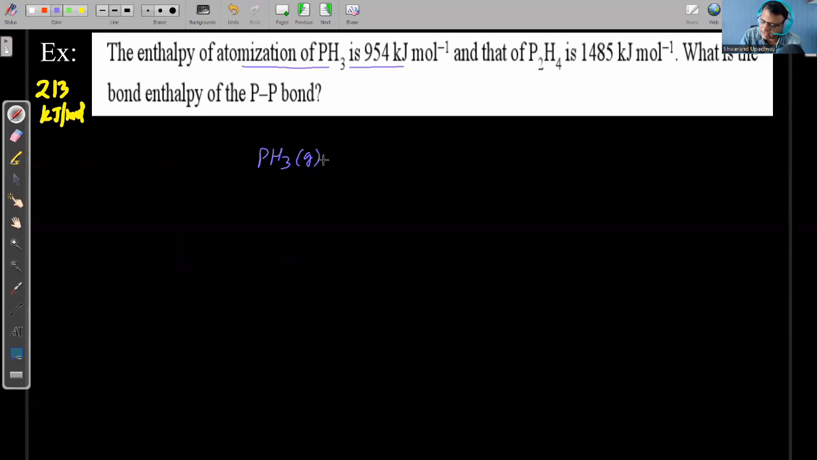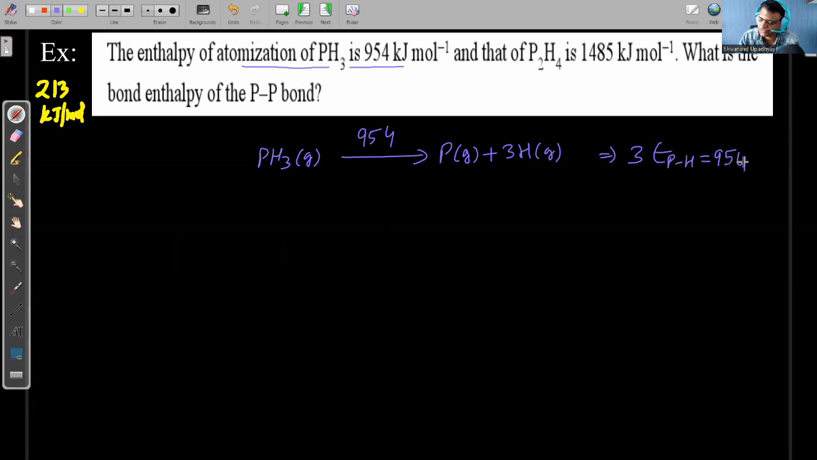PH3 in gaseous state atomize, ये गैस ही होता है रूम टेम्परेचर पे, तो इसको एटमाइज करना, we have to write phosphorus gas plus 3 times of hydrogen gas. For this reaction they have given that 954. ये bond dissociation है, we know that this value is equal to 3 times of bond energy of phosphorus hydrogen bond, this that is equal to 954.